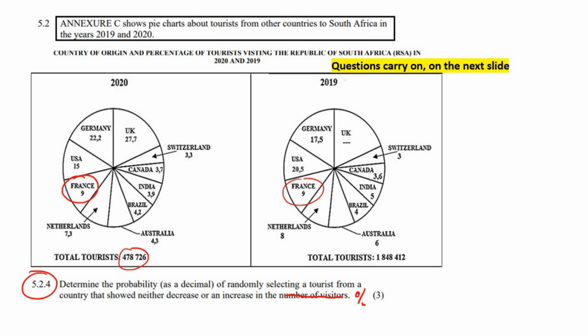So it says determine the probability of randomly selecting a tourist from a country that shows neither a decrease or an increase. Well, out of 100%, that you could have chosen from, either there or there, to choose France would be 9 out of 100. Okay, so out of a total of 100%, France was 9%. So you could say 9 out of 100, and as a decimal, 0.09.